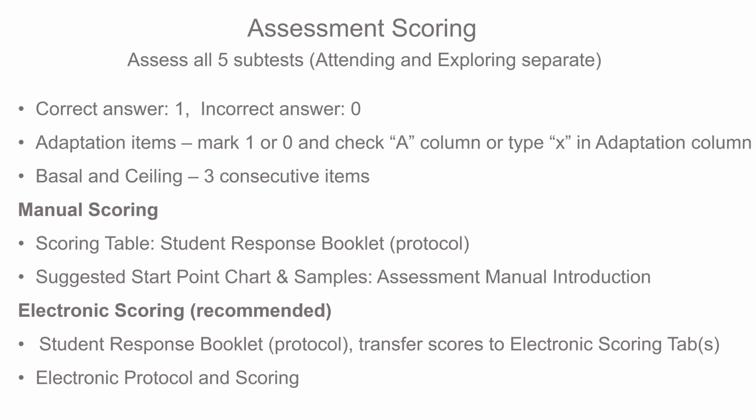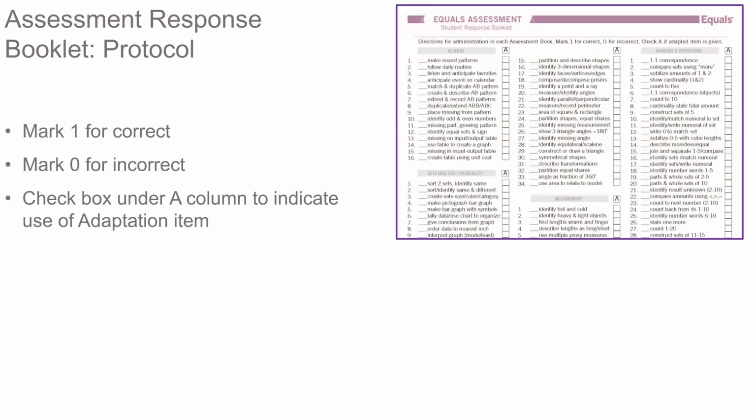So manual scoring, you don't have to worry about this if you're electronic scoring, but if you're manually scoring, the scoring table is right within that student response booklet. You'll see it there. It looks like a worksheet, like a section of big empty spaces in it. And in the assessment manual, you see a start point chart, and it's listed that way.